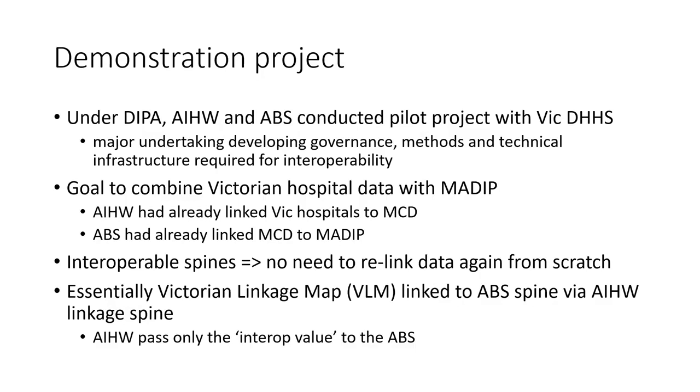And this is the whole point of the interoperable spines. By making our spines interoperable, there was no need to relink the data again from scratch. So essentially, in practice, by going through the interoperable spine, the Victorian linkage map was linked to the ABS spine via the AIHW linkage spine. And no names and addresses or identifiable information were passed through. AIHW only needed to pass the anonymized interoperable value to the ABS.